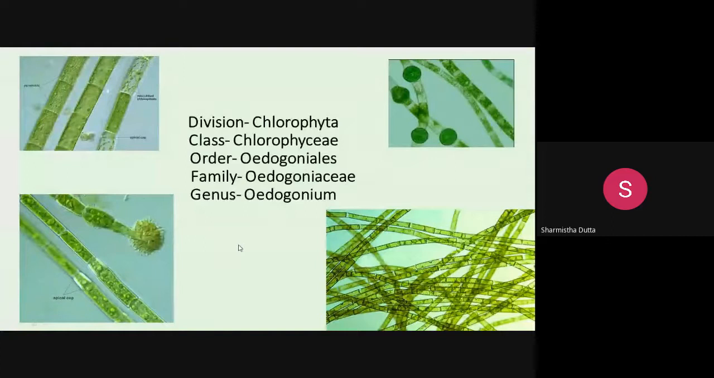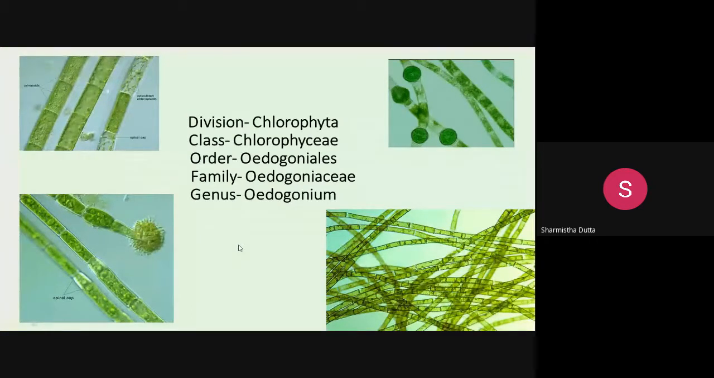It's called Oedogonium, and the O is silent. Understand that? Don't make mistakes. Now, if you see the images, there are four images put on the slide, you can make out that it is a filamentous form. Filament means thin, elongated, thread-like structures. It is a multicellular alga. Multicellular means made up of numerous cells. And the cells are rectangular in shape, and they are arranged one above the other.